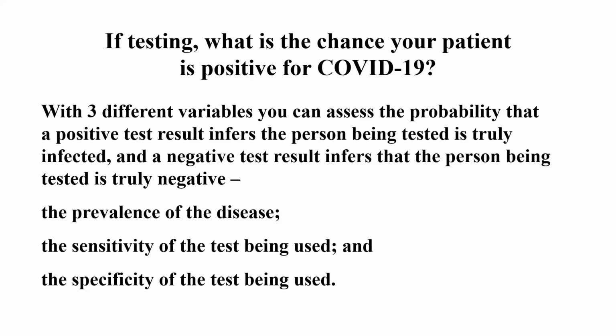In summary, with 3 different variables or factors, the prevalence of the disease, the sensitivity of the test being used, and the specificity of the test being used, we can assess the probability that the positive test result represents a truly infected person and that the negative test result represents a truly negative person.